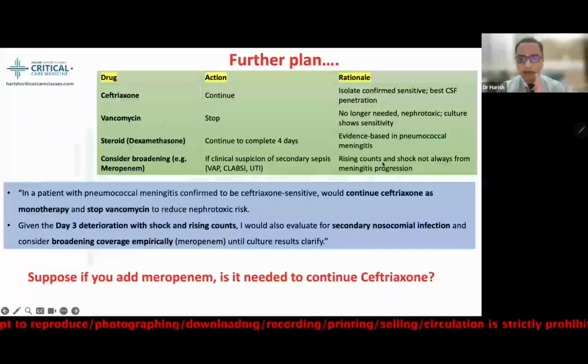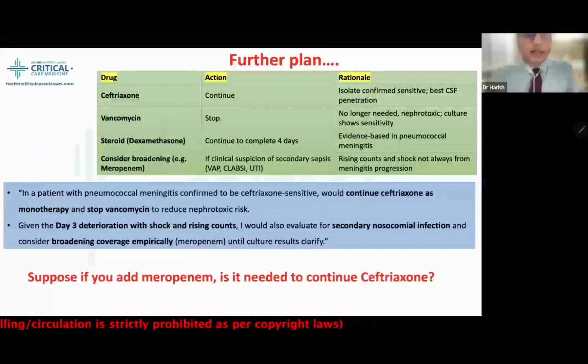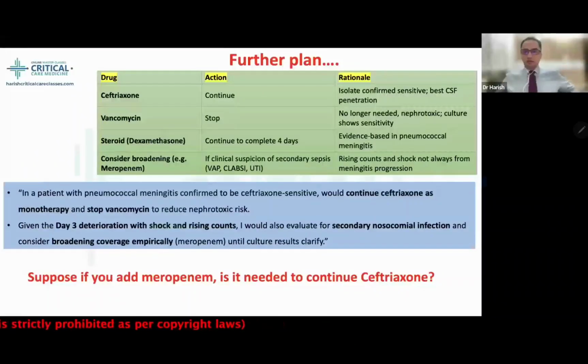So the patient is having a rising count, that is 22 to 32,000 it becomes. So shock is not always from the meningitis progression. We need to think about other complications at this level also, day 4, day 5. So other nosocomial infection. In a patient with pneumococcal meningitis confirmed to be ceftriaxone sensitive, we would continue ceftriaxone as a monotherapy, and stop vancomycin to reduce the nephrotoxic risk.